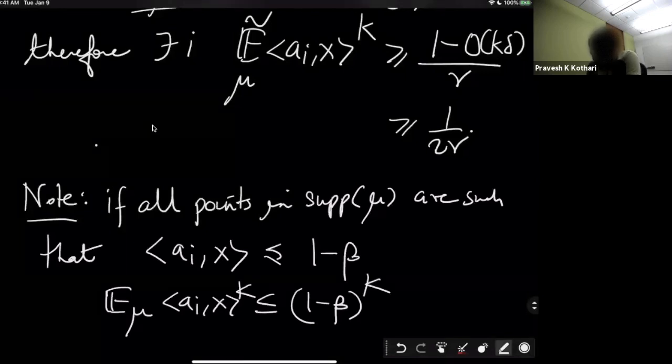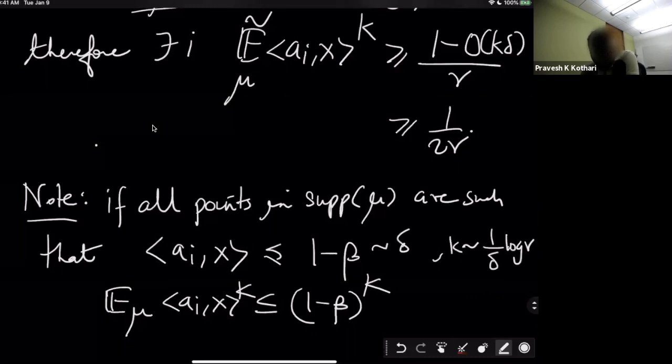And if I choose beta to be, let's say, some target delta, and k to be 1 over delta times log r, then this will violate the inequality that I have to be larger than 1 over 2r, right?